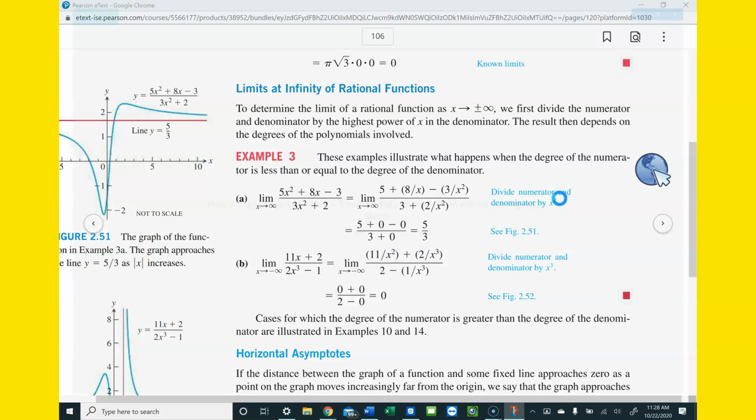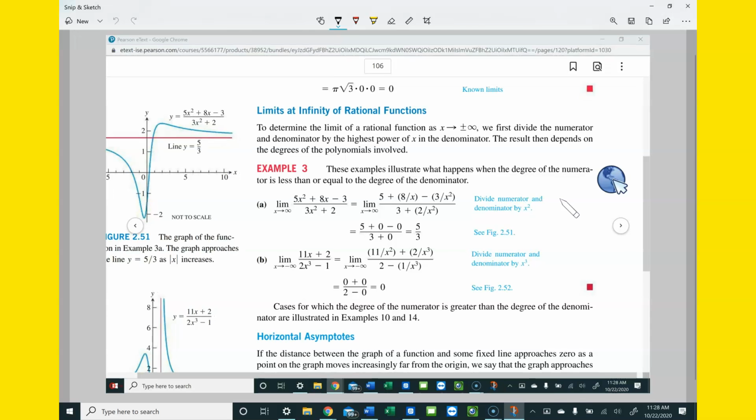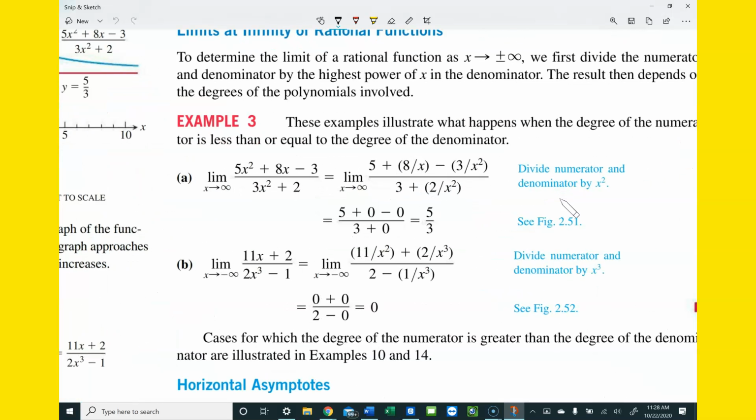Let's take a look at what happens here. They're saying so the highest exponent in the denominator of x would be x squared. So we're going to divide every term by x squared. You divide this by x squared, you divide this by x squared, divide that by x squared, and so on. And you end up with all this. So that cancels and that cancels. So you end up with 5 plus, and then this reduces to just 8 over x.